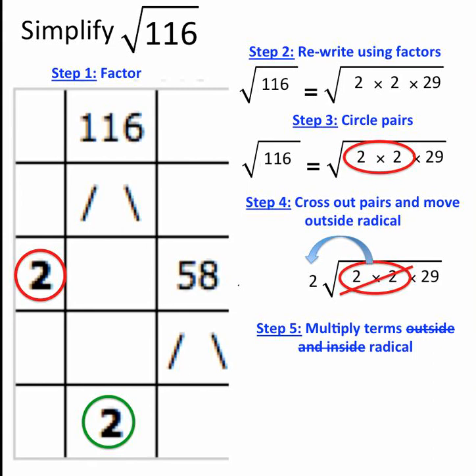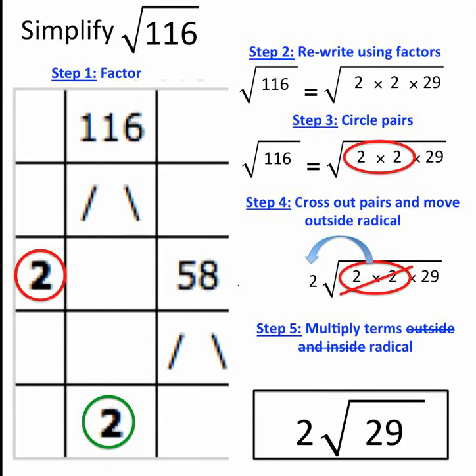So my final answer is simply 2 square root of 29, or 2 times the square root of 29. There is no way to factor that, or no way to simplify that any further.